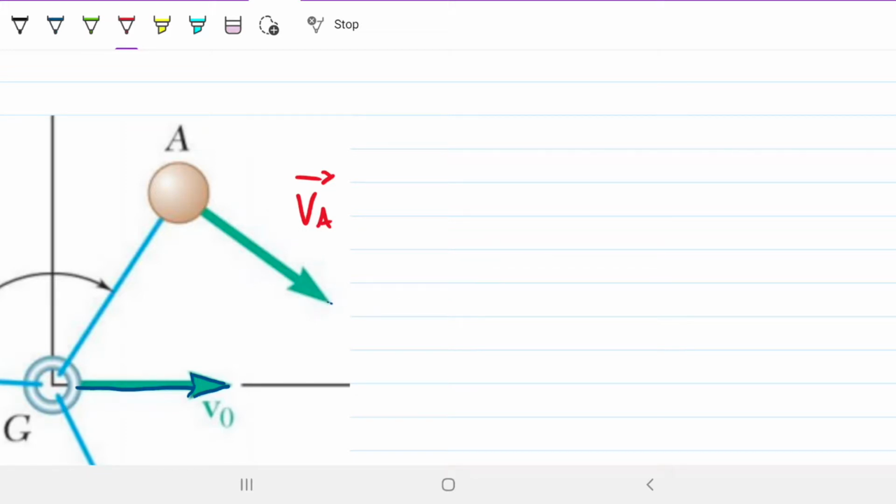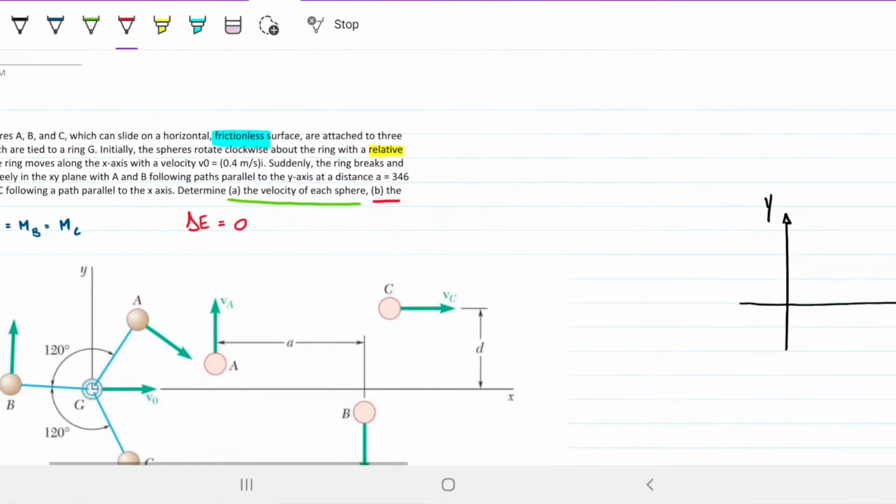So when they say, what was it that they said? I think 0.4. Yeah, 0.4. So it's saying that only this guy here is 0.4 meters per second, and they're only giving the magnitude because this is always changing direction. Okay. What else?